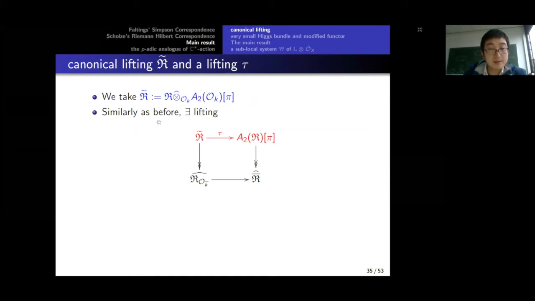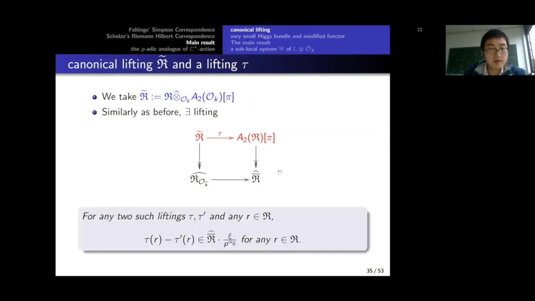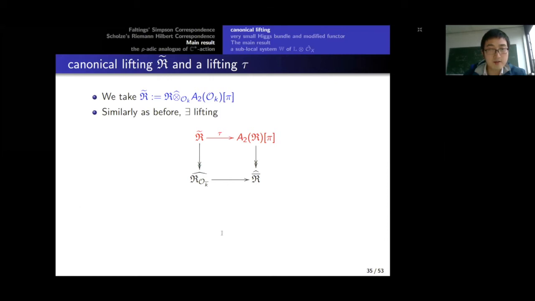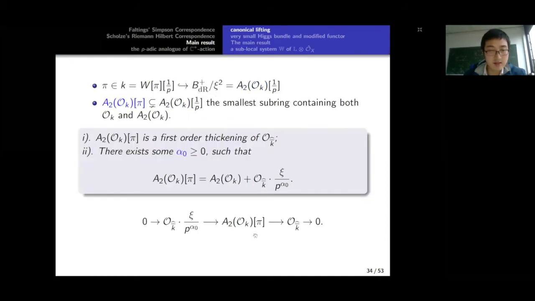And similarly as before, we can find a lifting tau, from this R tilde to A_inf(R bar, pi). Okay, now in this case, for any two such liftings, the difference will be contained in this module, because we can see it easily from this exact sequence here. Okay.